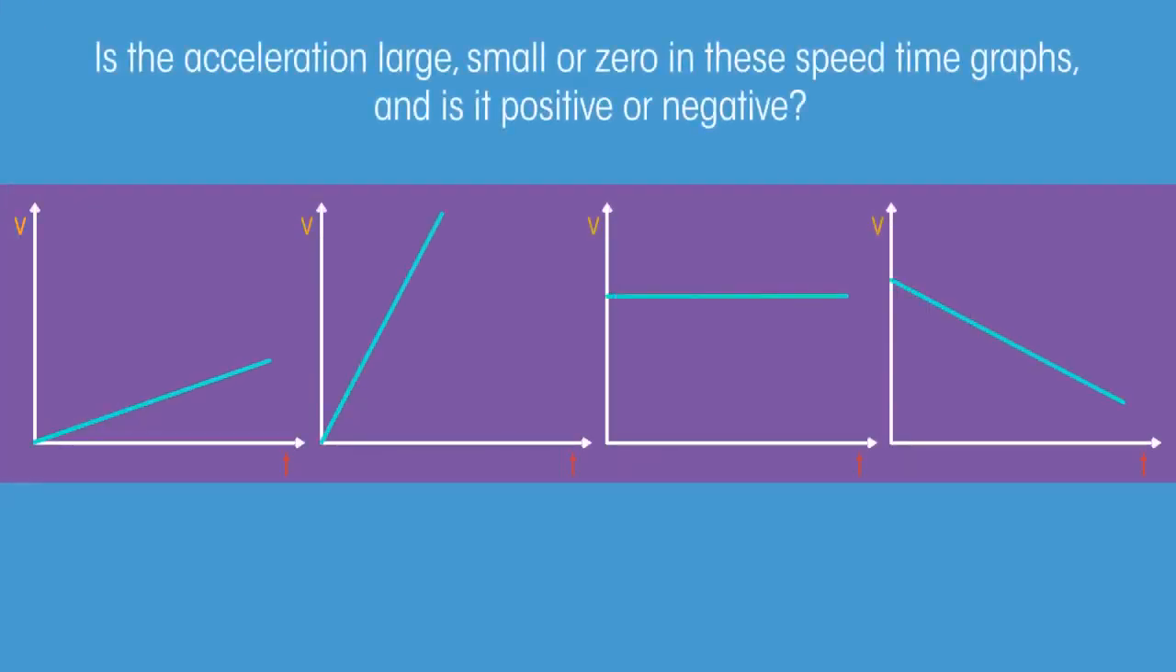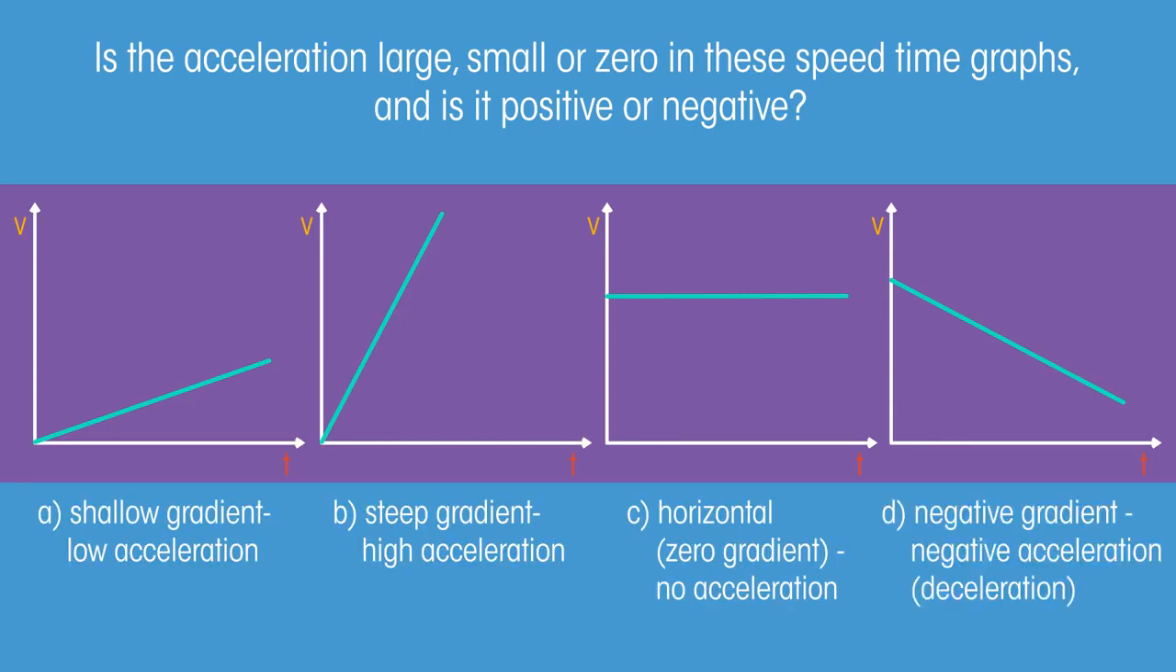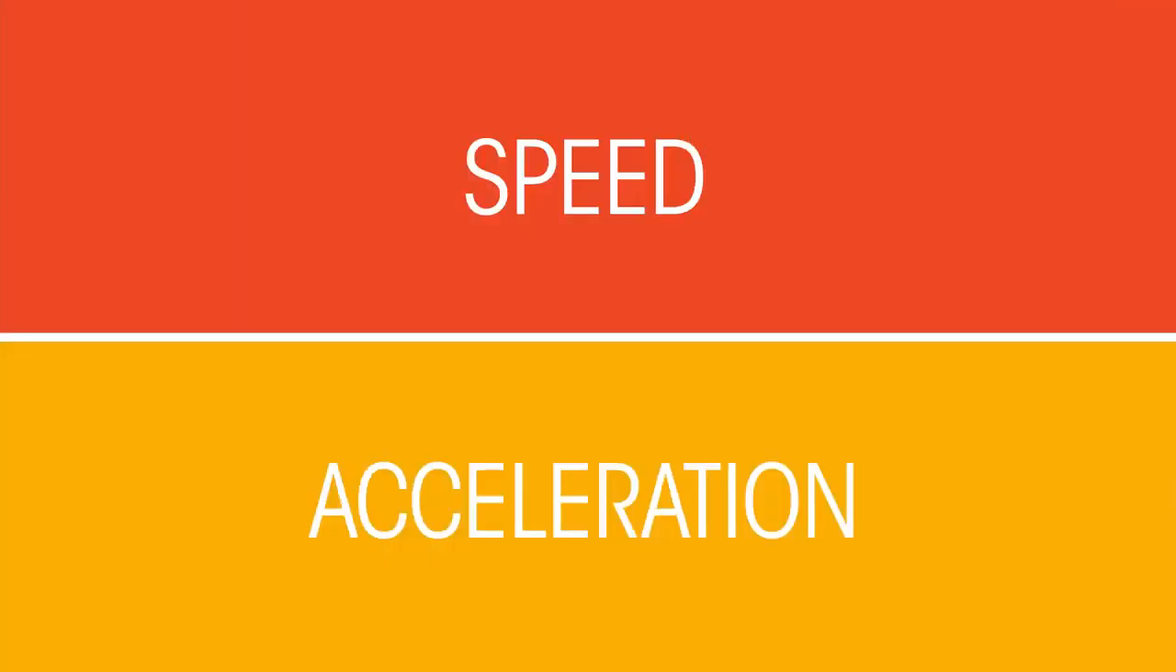Is the acceleration large, small, or 0 in these speed time graphs? And is it positive or negative? Pause the video while you think. So that's how speed and acceleration are related and can be calculated.